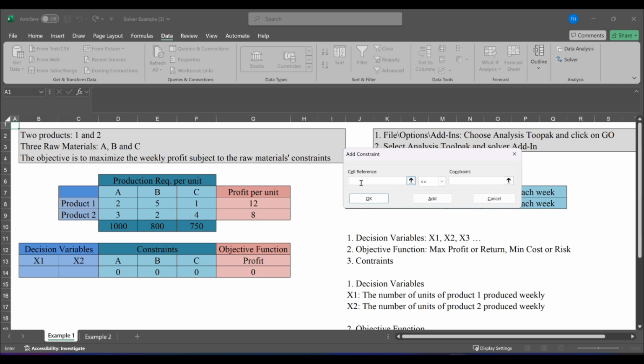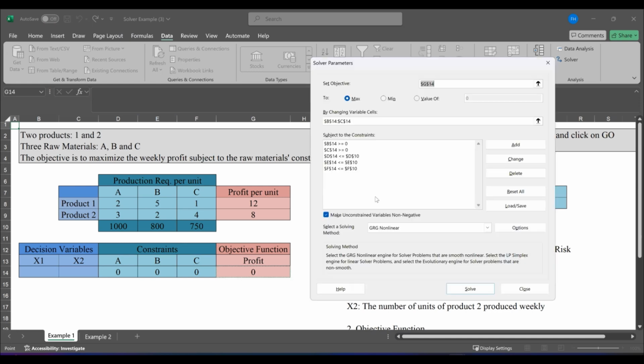Now, the non-negativity constraints, mainly this cell here, B14, should be greater than or equal to, and here I put 0. Finally, x2 should also be positive, greater than or equal to 0. Once I put the last constraint, I click on OK. Now, as you can see, I have all of those constraints. I have my objective function to maximize the cell containing the objective function, by changing the decision variable cells. So now I click on Solve.